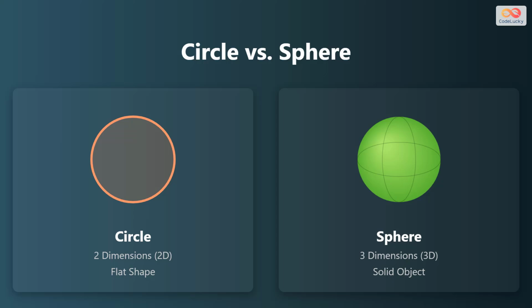It is important not to confuse a circle with a sphere. A circle is a two-dimensional shape, meaning it is flat, like a drawing on a piece of paper. A sphere is a three-dimensional object, meaning it is solid and takes up space, like a basketball.